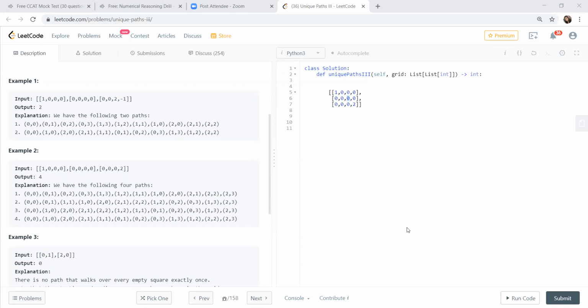Or what if we are told we don't have to visit all the zeros? I'm just thinking about variations now. What's your question? We don't have to visit all the zero cells. Then it would still be the same. I think then also normal DFS would work. We don't require backtracking at that point.